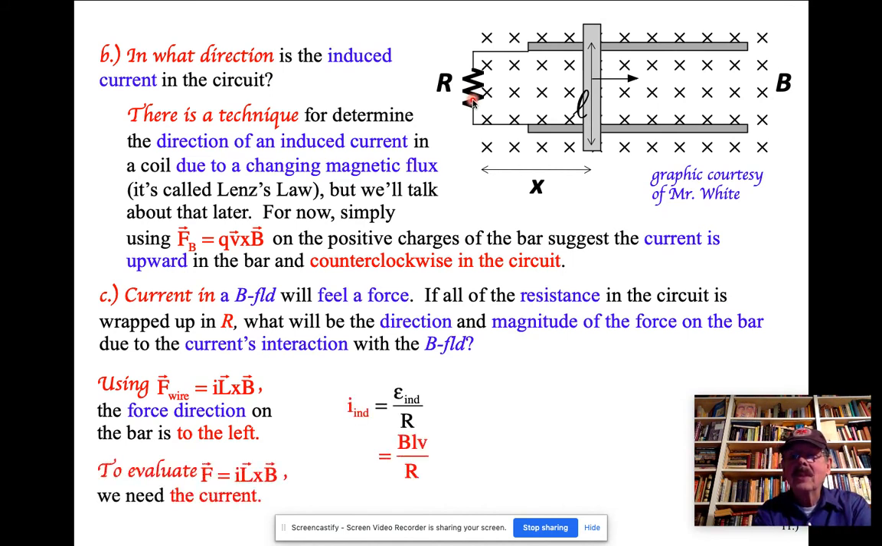Okay. So you go ahead and you take your IL cross B, you use Ohm's law for I, and you come out with B squared L squared V over R.